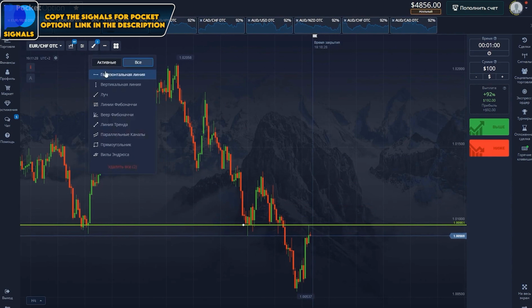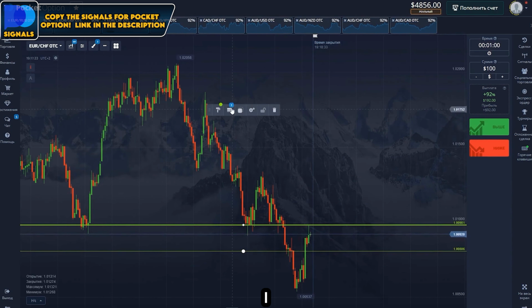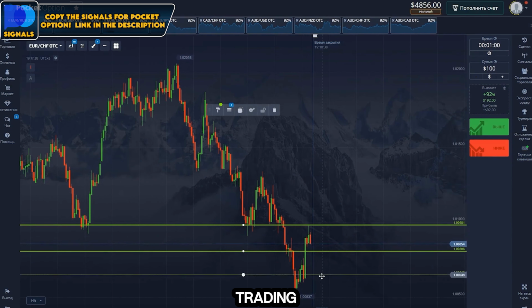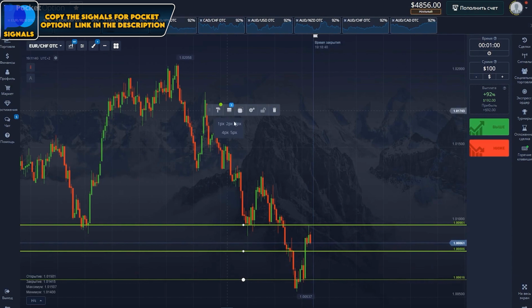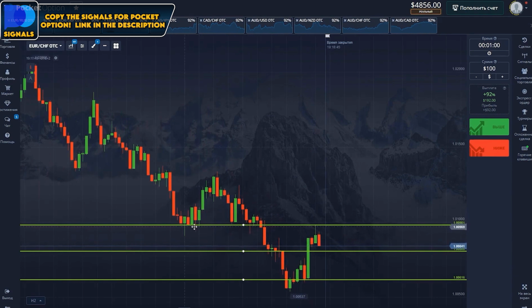I won't go too far to the support and resistance line. I will mark the most important point that is currently right near where the price is trading. So we see that I marked it by the body of the candle right here. And we see that the price bounced off here. Now it is near the support line. What do you think will happen next?